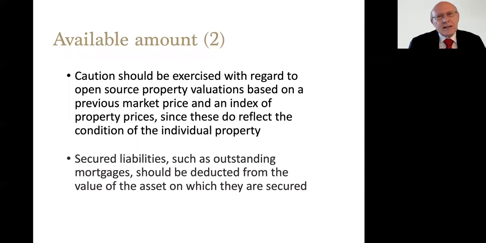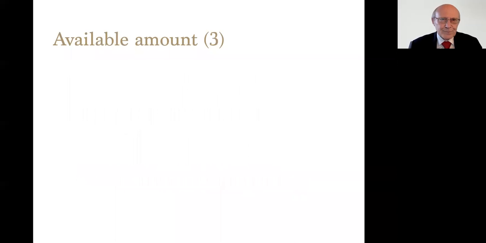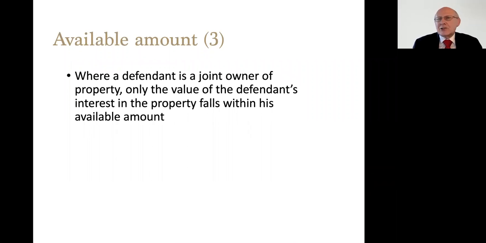The reason that you're taking a secured liability off is because the lender has an interest, in the legal sense, an interest in the property on which it's secured. And you are only interested in the available amount in dealing with the defendant's interest. So obviously the defendant's interest is reduced by the amount of the lender's interest. Where the defendant is a joint owner of property, only the value of the defendant's interest in the property falls within his available amount.